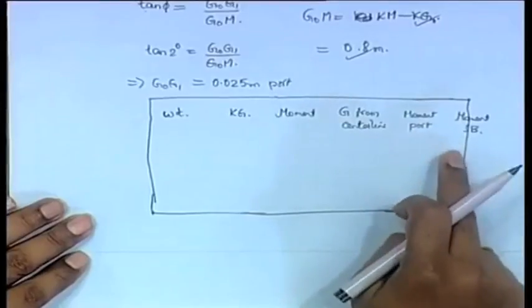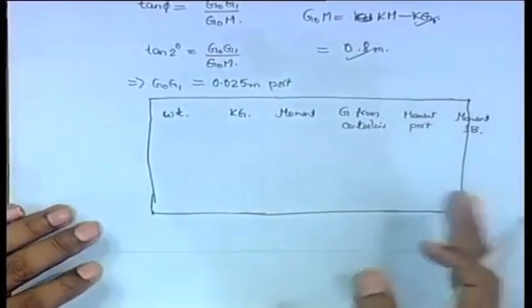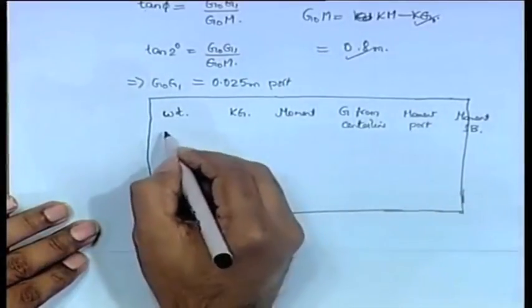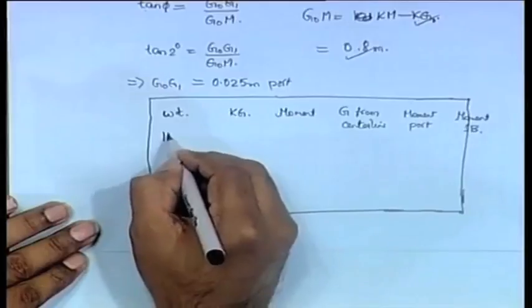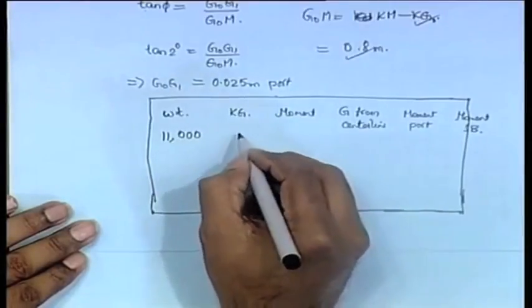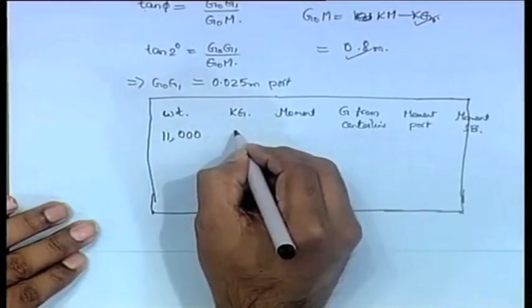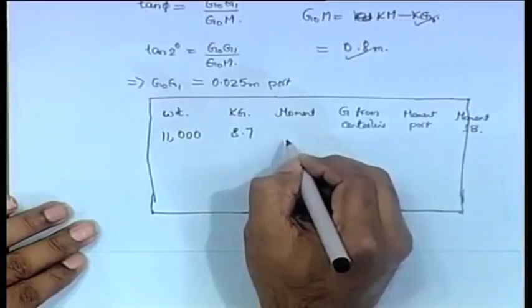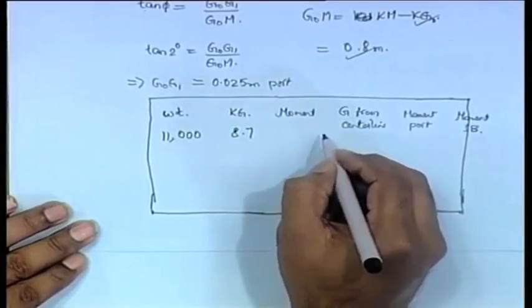So, to take care of that change in sign, we are putting it as two columns here: moment in port and moment in starboard. Finally, you just subtract them and you will get the final value. We will see that. First, we have the ship alone, that is 11,000, and your KG is given to be 8.7. Therefore, you find the moment.